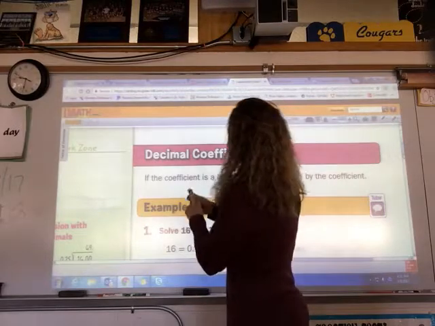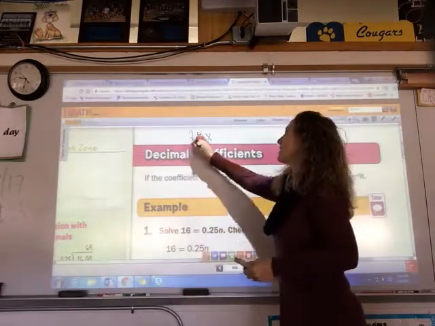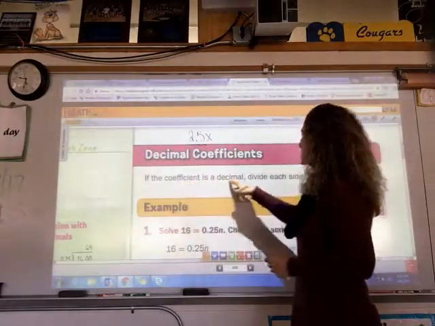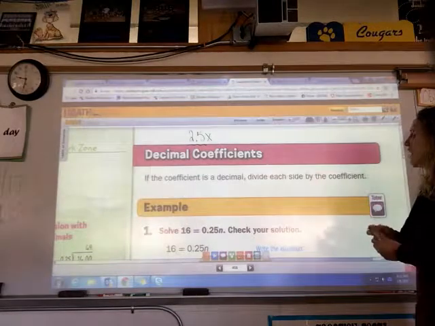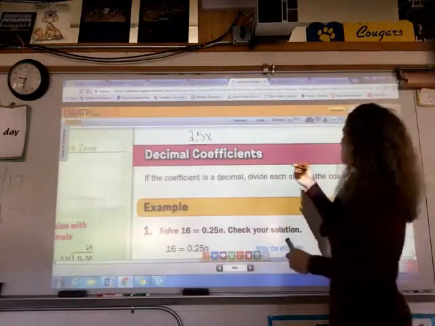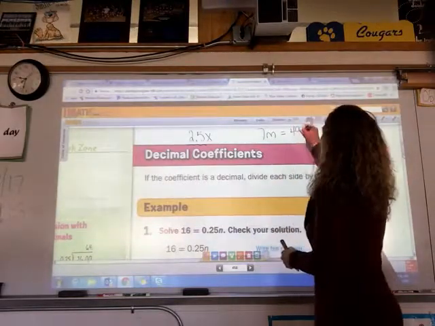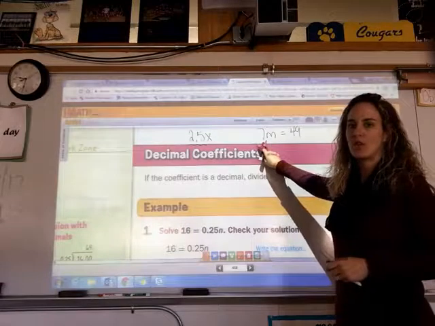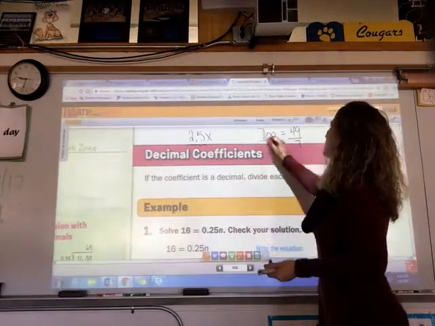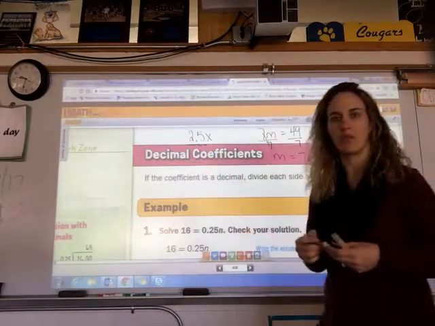So for example, if I have 2.5x, my coefficient would be 2.5. So one thing to remember is if your coefficient is a decimal, you're going to divide each side by your coefficient. If we go back and review just for a quick second here, if I have 7 times m equals 49, I have a whole number as a coefficient. If we remember what we did here to solve this, we divided both sides by 7. So we had m equals 7. Same concept here when we're working with decimals.